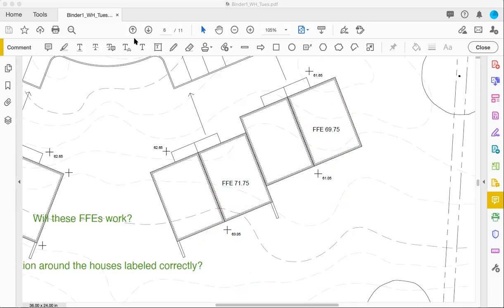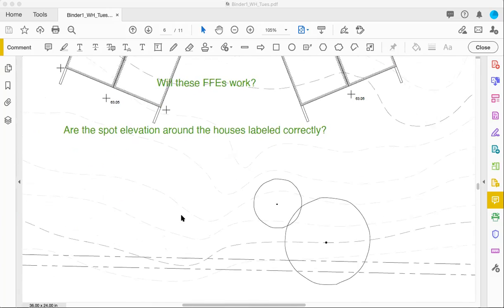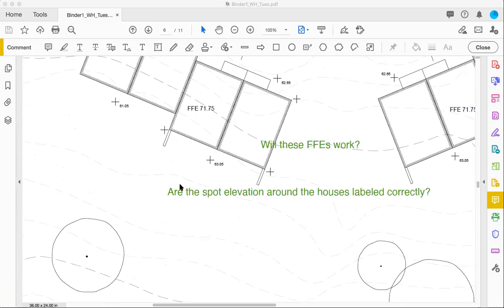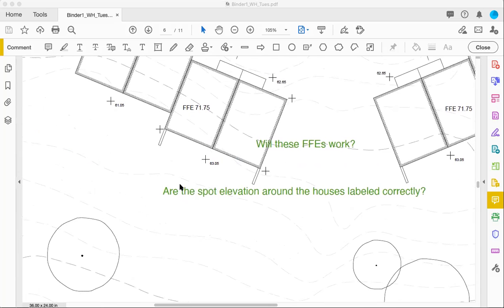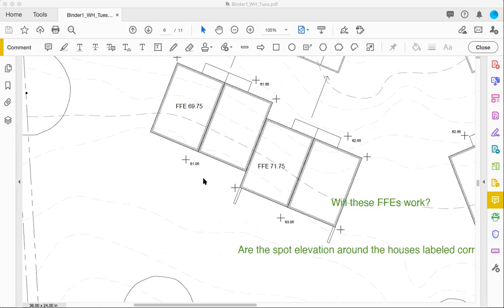And then this one, 62.2. You're not killing the trees, but again, I think we're unnecessarily removing many of the contours in the backyard. Same thing. So all your FFEs for the four units are too low.